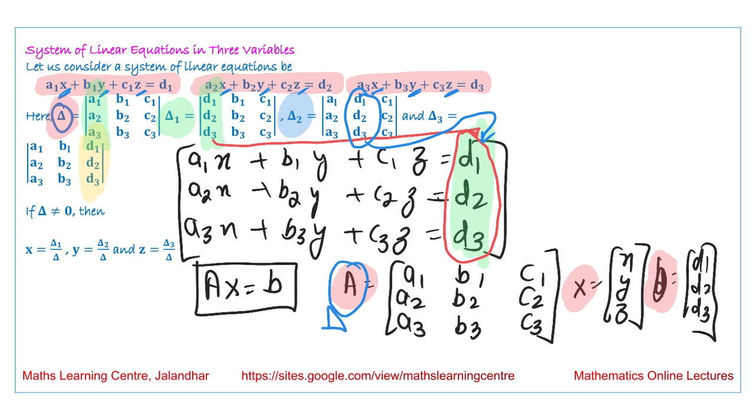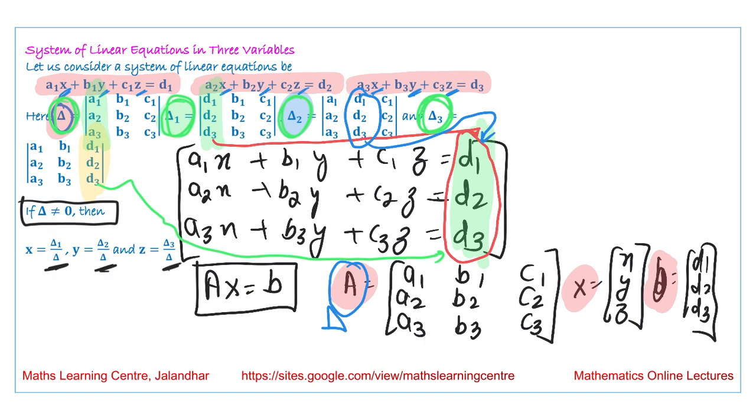We are talking about this third column, which we have replaced with D1, D2 and D3. So we now have four determinants: one is this delta, then delta 1, delta 2 and delta 3. These are the determinants that we have to calculate, and based upon this we are saying if delta is not equal to 0, because the answers we have over here have delta in the denominator.